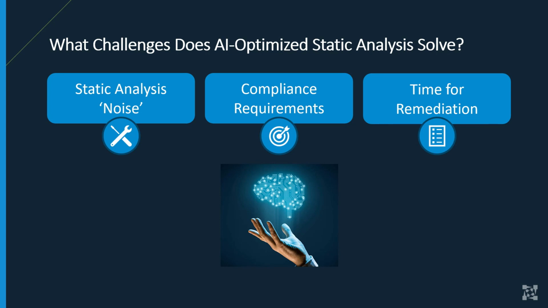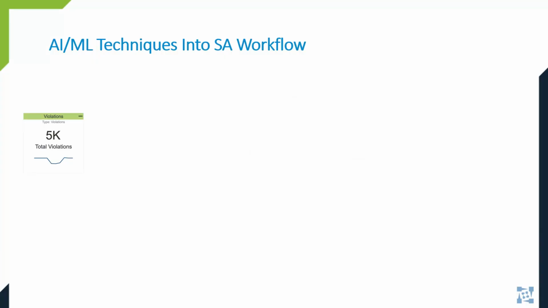AI can be leveraged to help mitigate all of these challenges and help development teams to optimize their workflows so that they can very quickly sort through the noise and remediate the critical violations. So let's dive into how Parasoft is leveraging AI to optimize static analysis workflows and help teams to triage and remediate faster. This is the fun stuff.